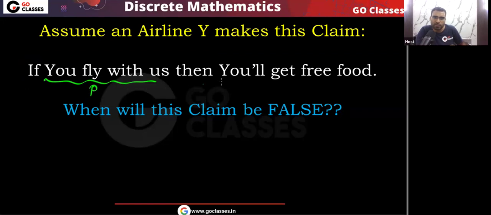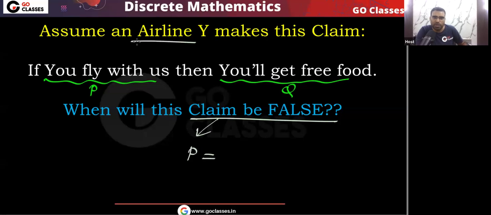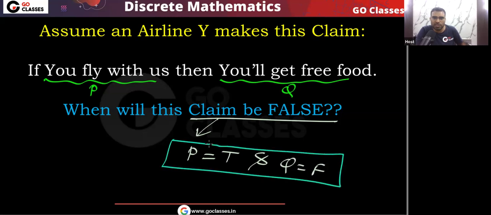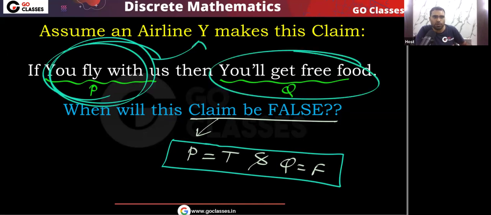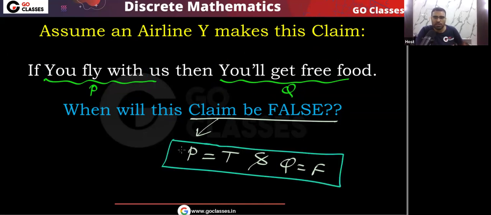Let's call it P and let's call it Q. The claim will be false when you fly with them, when P is true and Q is false. Do you agree with me? In this situation, what will you say? You will say that the claim is false. This claim will be false when you fly with them but they don't give you free food. When P is true and Q is false, then you can say that the claim is false. Yes or no? Agree with me?